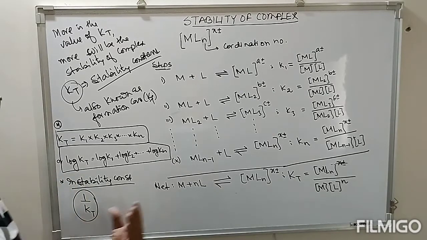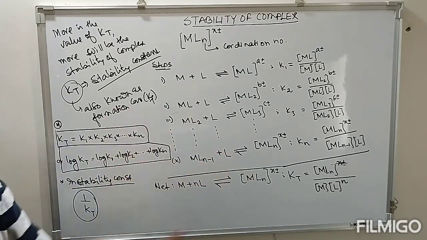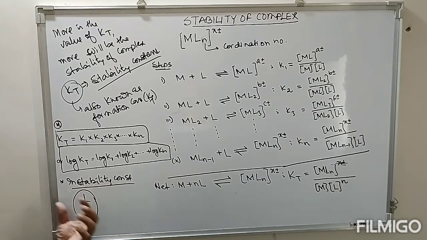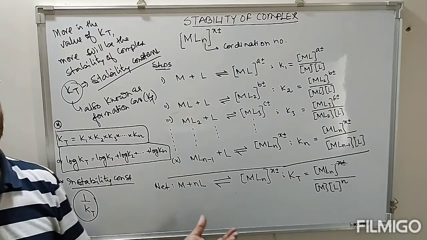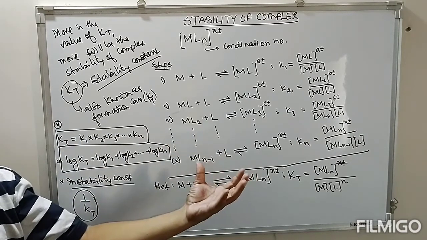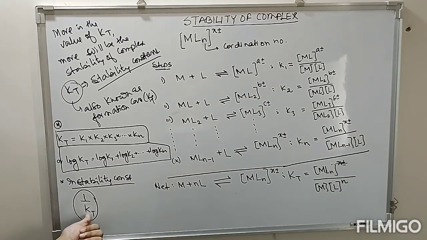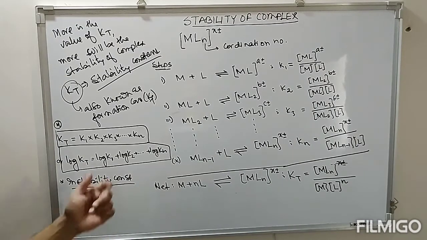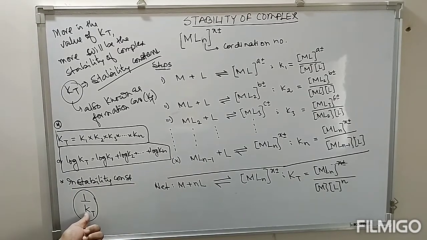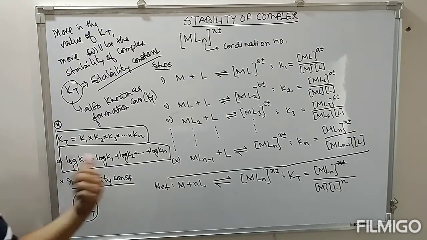So rather than stability constant, some of the questions may say the instability constant. Instability constant is nothing but the inverse of the stability constant. If the instability constant is more, that means the value of Kt is less, so the stability of the complex will be less. If the instability constant is less, the value of Kt will be more. If the value of Kt is more, the stability of the complex will be more.